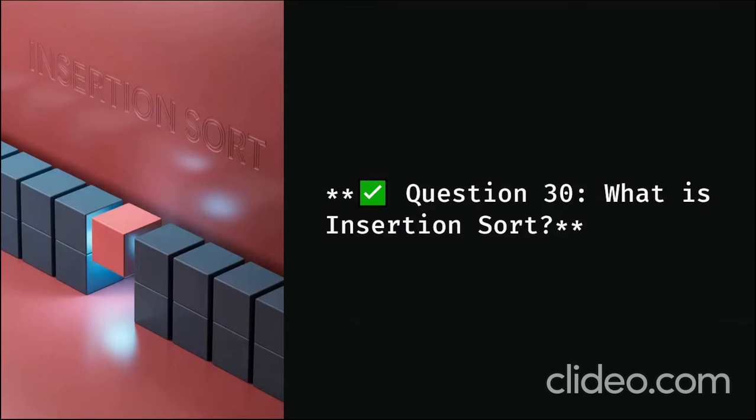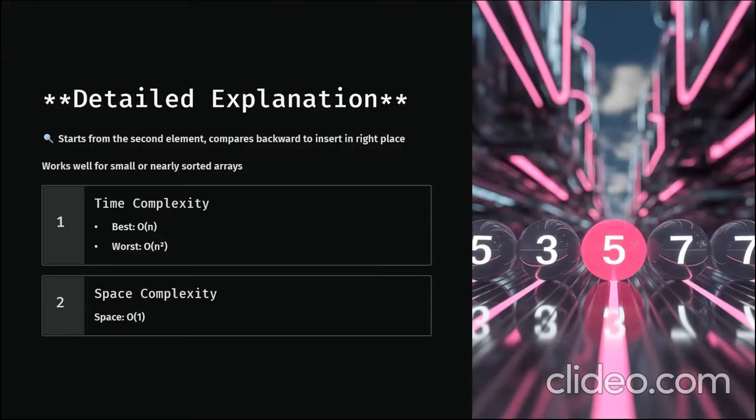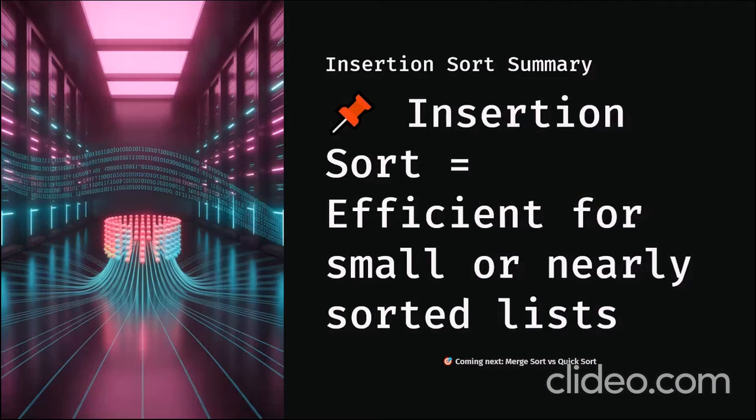So next sorting is, what is insertion sort? It builds the sorted array one item at a time by comparing and inserting. Starts from the second element, compares backward to insert in the right place, works well for small or nearly sorted arrays. So in the time complexity, best is O(n) and worst is O(n²). For the space complexity, O(1). Insertion sort, efficient for small or nearly sorted lists.